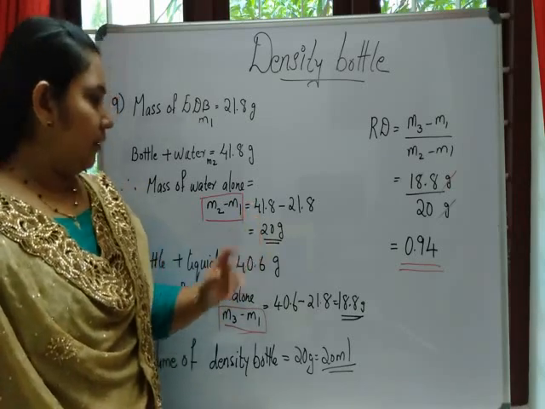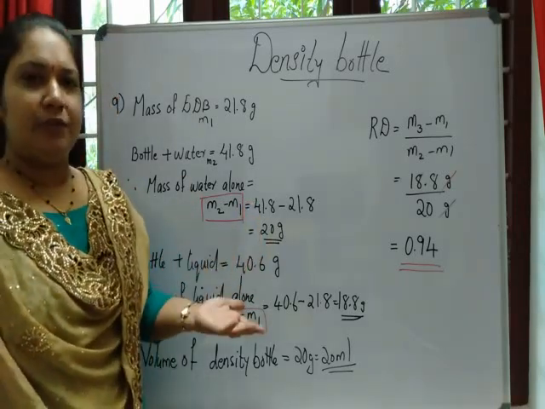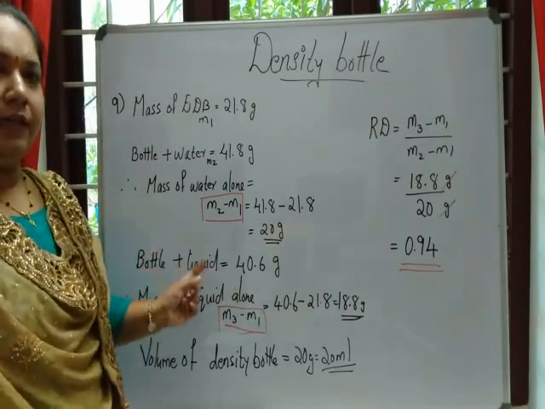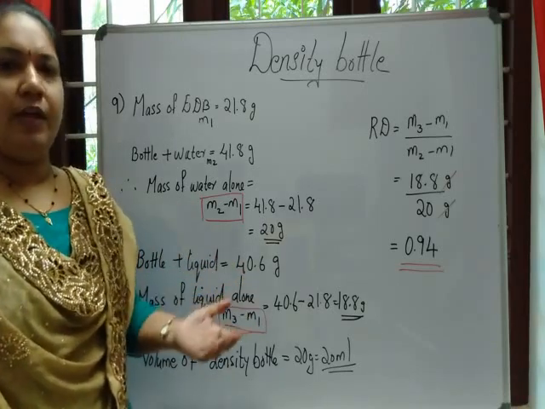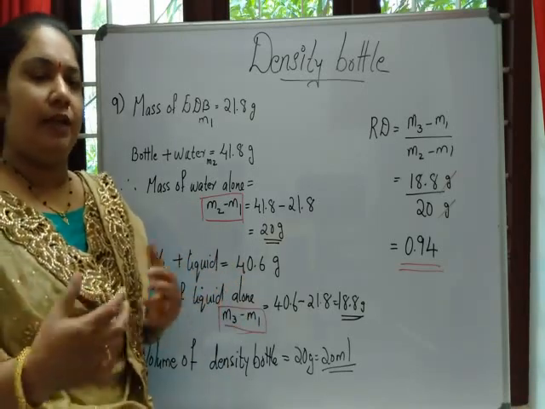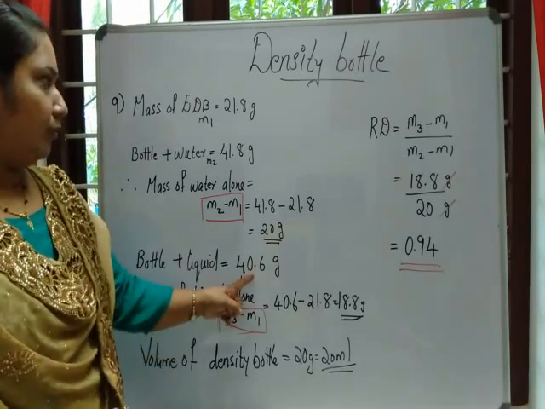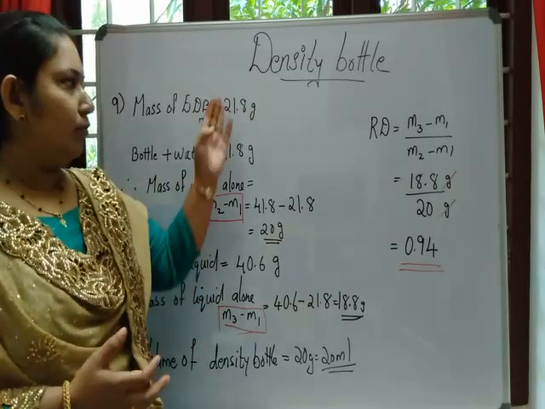Okay, let it be there. Now, bottle plus liquid: they are taking a specific liquid, and the mass of bottle and liquid together is given as 40.6. So how will you calculate the mass of that particular liquid alone? We have to find the mass of the liquid alone as M3 minus M1, bottle plus liquid minus bottle alone.